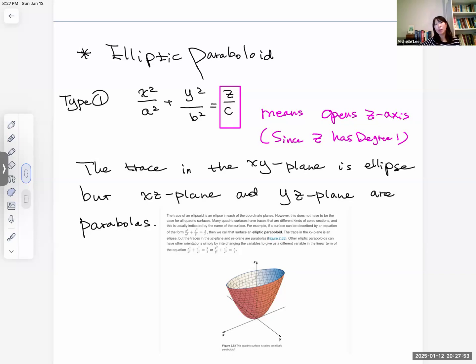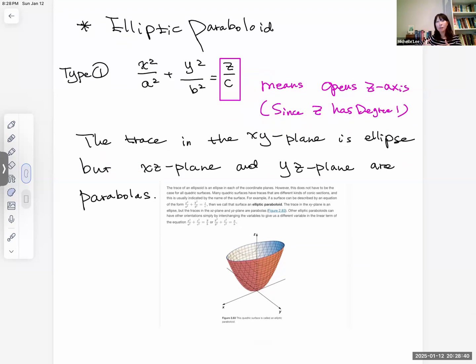We have the equation of the elliptic paraboloid: x squared over a squared plus y squared over b squared equal to z over c. So a squared, b squared, c are just numbers, right? And we can see that z has only degree 1. Can you see that? X squared, y squared, and then z, not z squared. So we say that this opens along the z-axis. The trace in the xy plane is an ellipse, but the xz plane and yz plane traces are parabolas. So this is the figure of the elliptic paraboloid. Let's take a look.